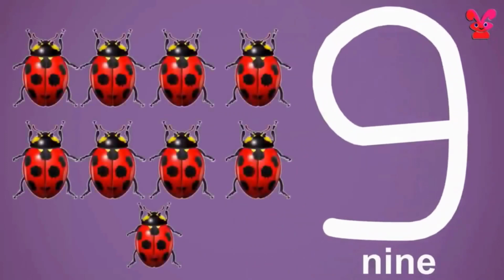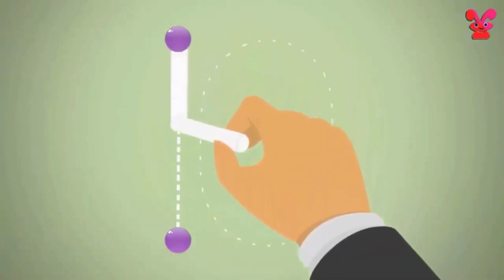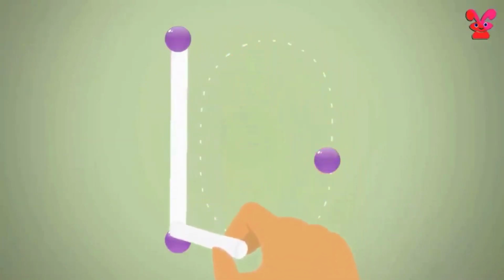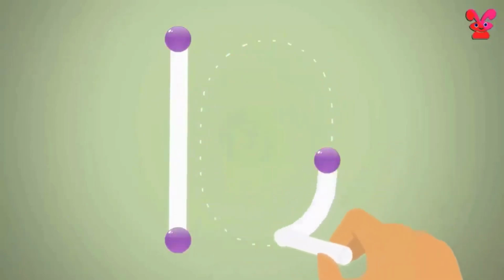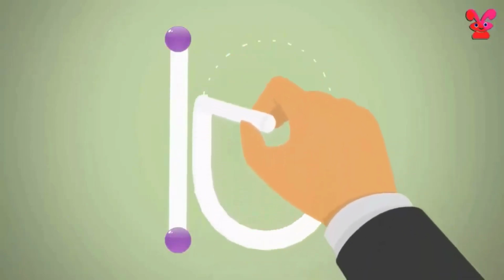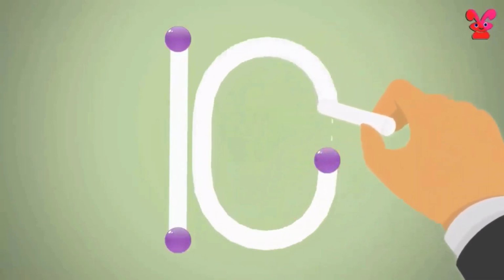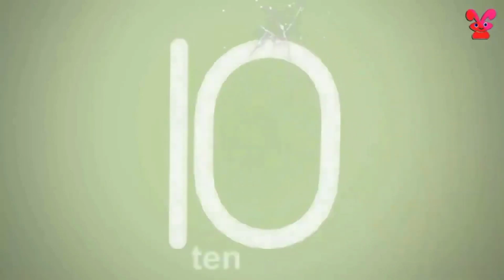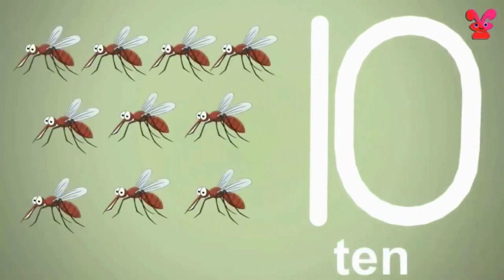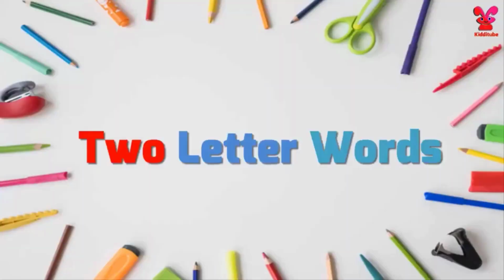Nine. Nine bugs. Ten. Follow the dots to write the number. Ten. Ten mosquitoes. Two letter words.